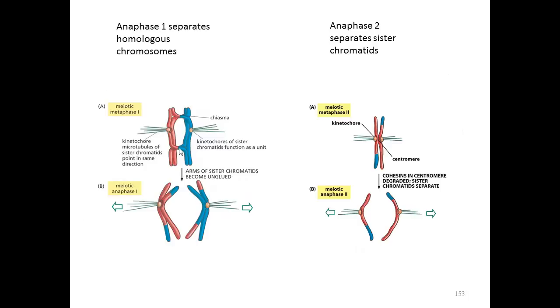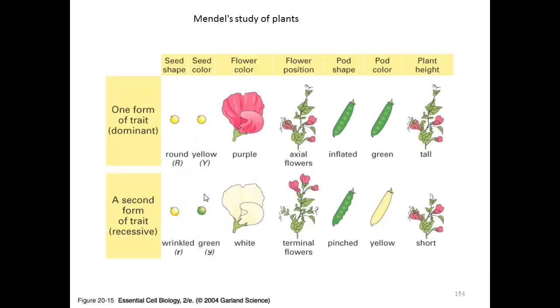So anaphase 1 is going to separate the homologous chromosomes after they've been crossed over. And then if we look at this one right here, these are sister chromatids. In the second anaphase, they're going to pull on the sister chromatids and separate them during anaphase 2.